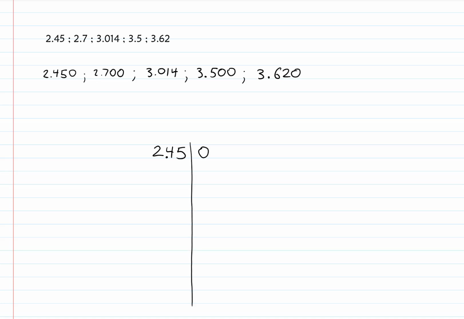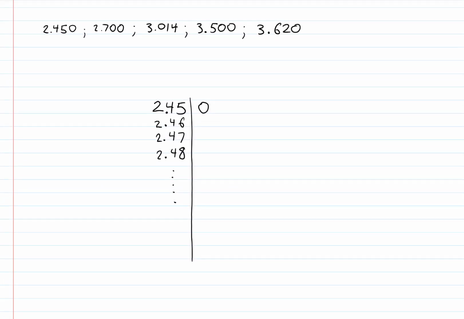Because I would have to have 2.46, 2.47, 2.48, and I would go a long ways. And you can't do that, by the way, just put those dots. I'm just trying to make a point right now. I'd go a long ways before I ever got down to 2.700. Okay? But sometimes that's just what you have to do.